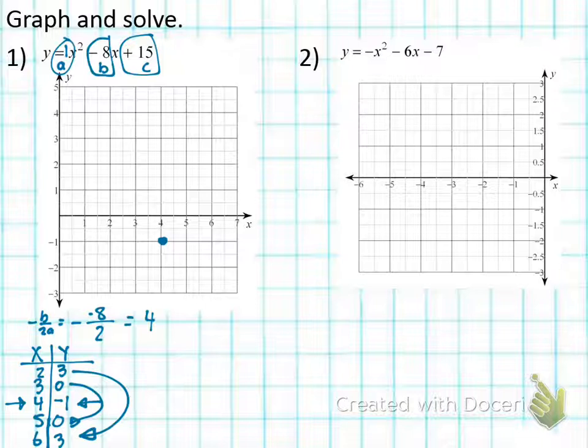And just to prove that this works, let's put 5 in here. 5 squared is 25. -8 times 5 is -40. So 25 minus 40 is -15. -15 plus 15 is 0. See? It works. Okay? So that's a shortcut you could take.